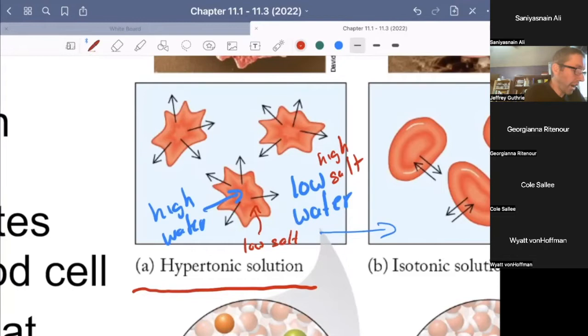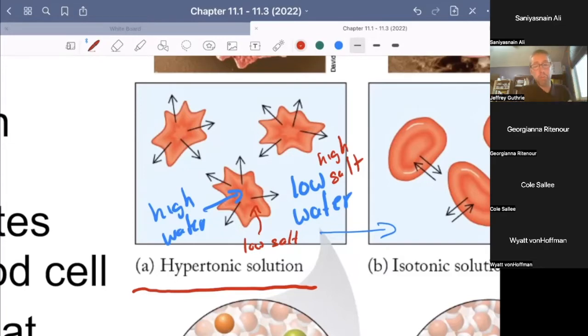Okay, so in this case, in comparison, I wrote them both down here. So in the cell, there's a high water concentration and a low salt concentration compared to what's outside the cell. Okay, outside the cell, low water concentration, high salt concentration. So the water is going to move out of the cell from high water to low water, or from low solute to high solute.